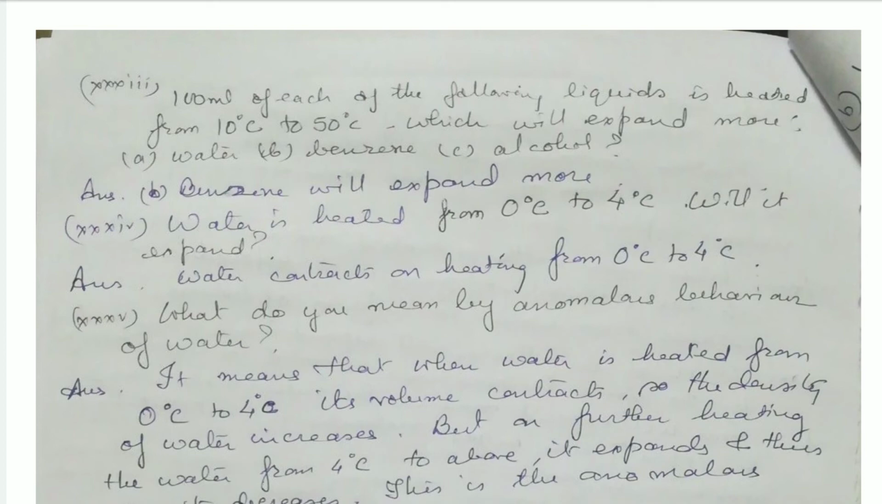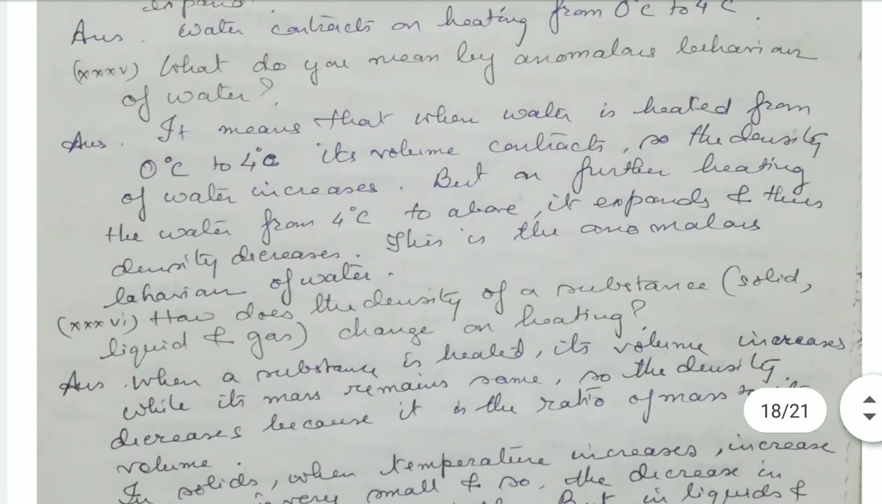Water is heated from 0 to 4 degrees centigrade. Water will contract. It has an anomalous expansion. So water will contract on heating from 0 to 4, and if it is heated after 4 degrees centigrade, then it will expand. Then what do you mean by anomalous behavior of water?